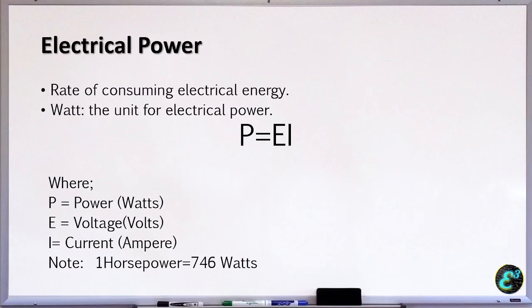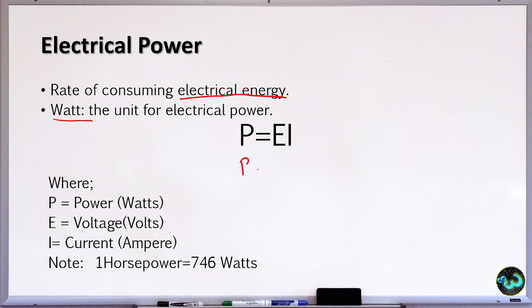Okay, then we have electrical power. It is defined as the rate of consuming electrical energy. The unit is the watt. So when you don't know what the unit of power is, we say watt. The formula is P is equal to IE.